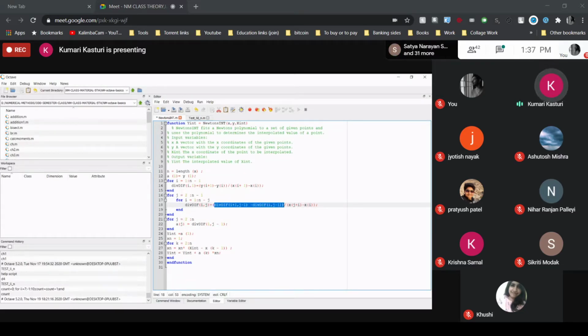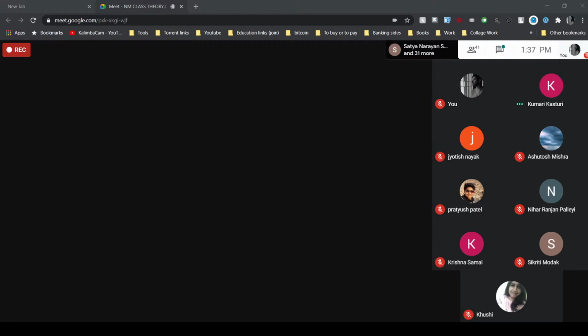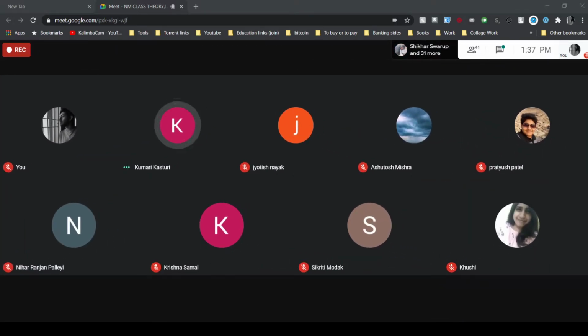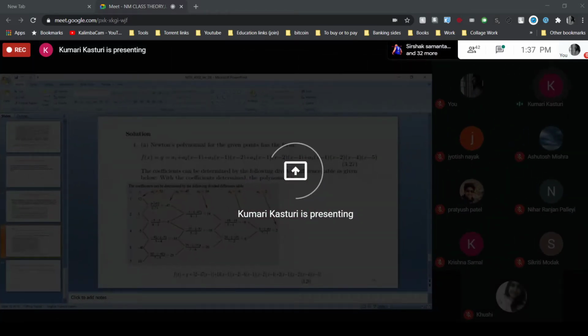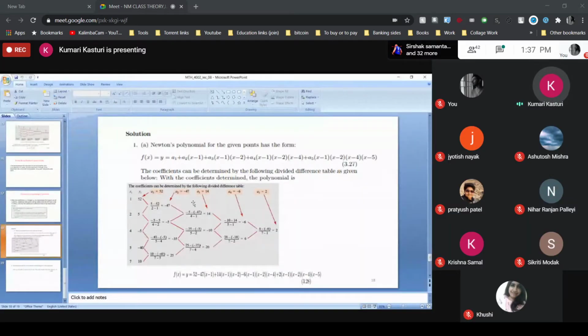Let me clarify one thing, just a minute. In that particular question, just let me show you this one. Just see here, in this particular question, this column is the result of your first for loop. The rest of the columns will be calculated from it in a recursive way. Once you have calculated the first divided difference, the second divided difference will be calculated from the first one. Then the third will be calculated from the second one, like that.